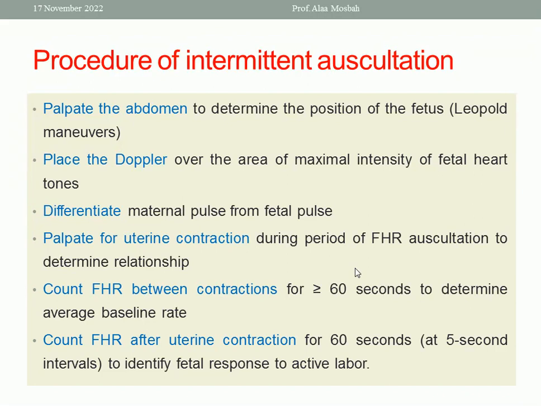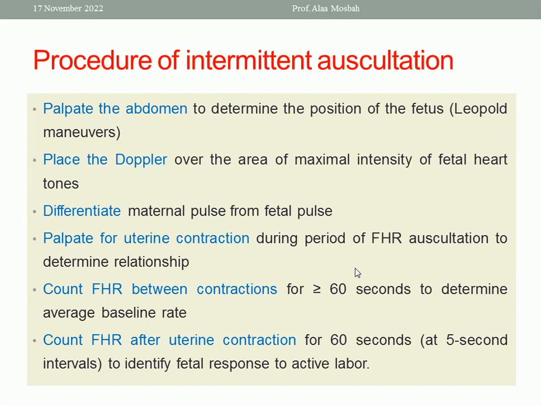Palpate for uterine contraction during fetal heart rate auscultation to determine the relationship, whether there is a change in the fetal heart rate during contraction or not. And please count the fetal heart rate between contractions for more than 60 seconds to determine the average baseline rate. Also, please count the fetal heart rate after uterine contraction for 60 seconds to identify the fetal response to active labor.